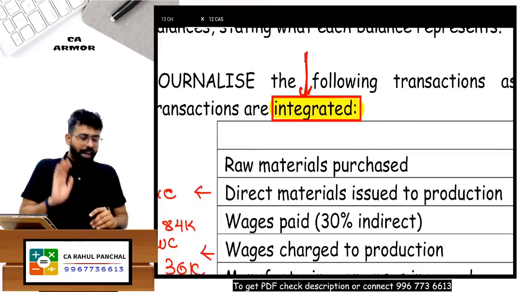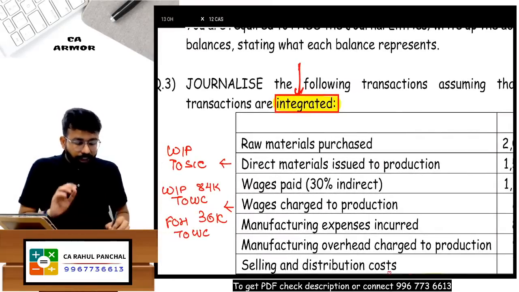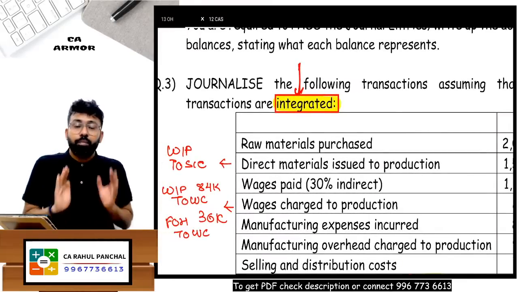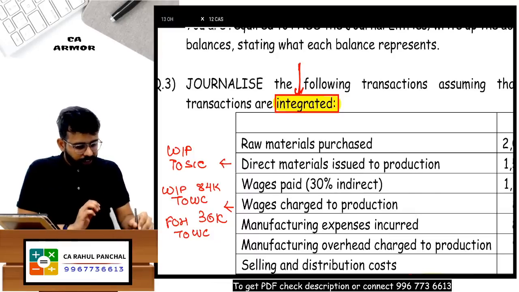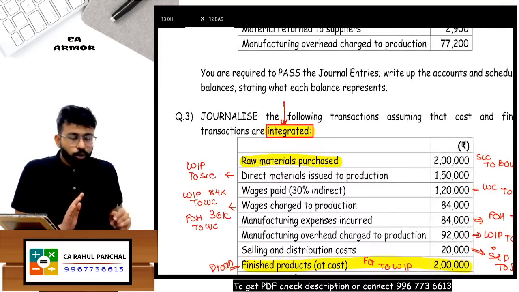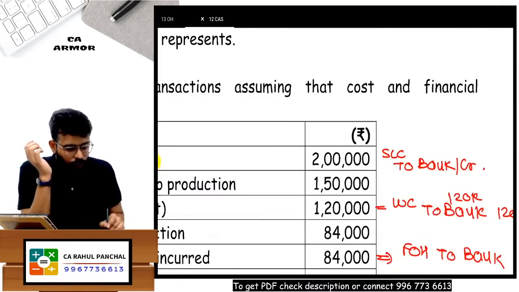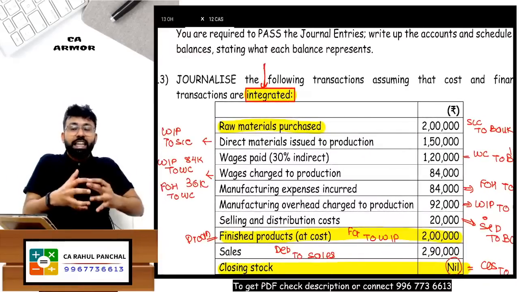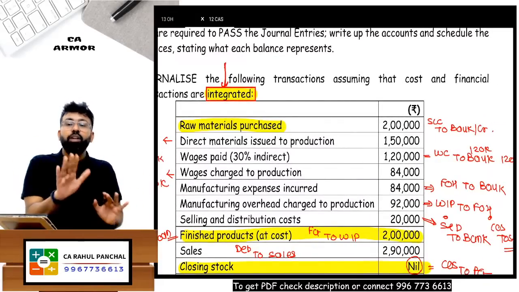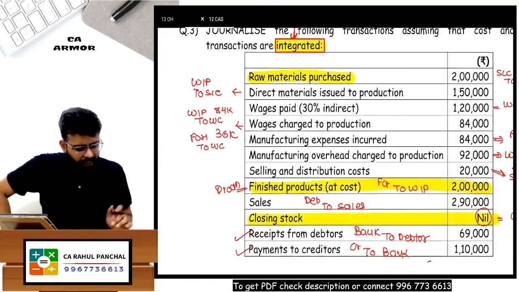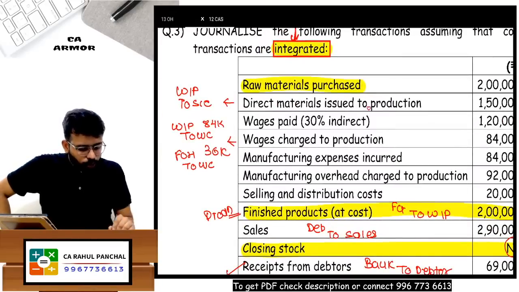Achha, it means I can say that if accounts are integrated, which account will not come? CL account will not come. Instead of that, specific accounts will come. Now, sir, when you pass the entries, raw material purchase. Sir, when you purchase the raw material, generally you used to say SLC account debit to CLA. But because accounts are integrated, you have the access. So it should be to bank account now, or creditor account if it is on credit. Then wages paid or material issued to production, that is okay.